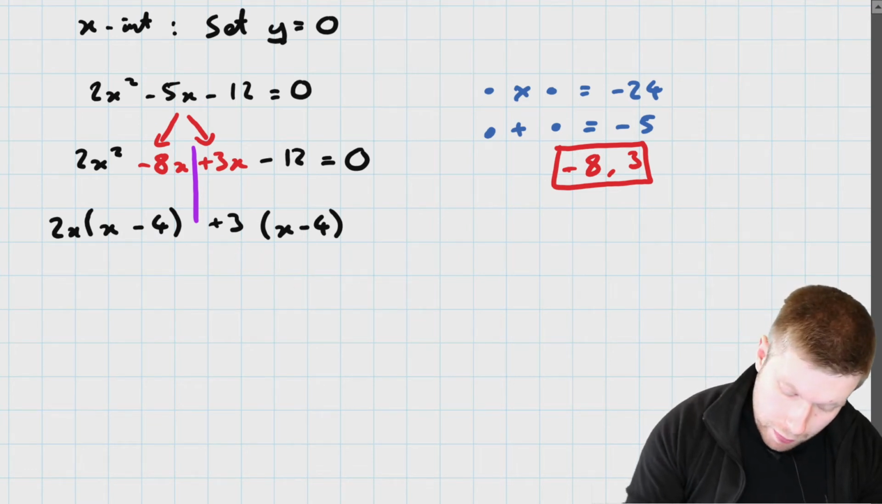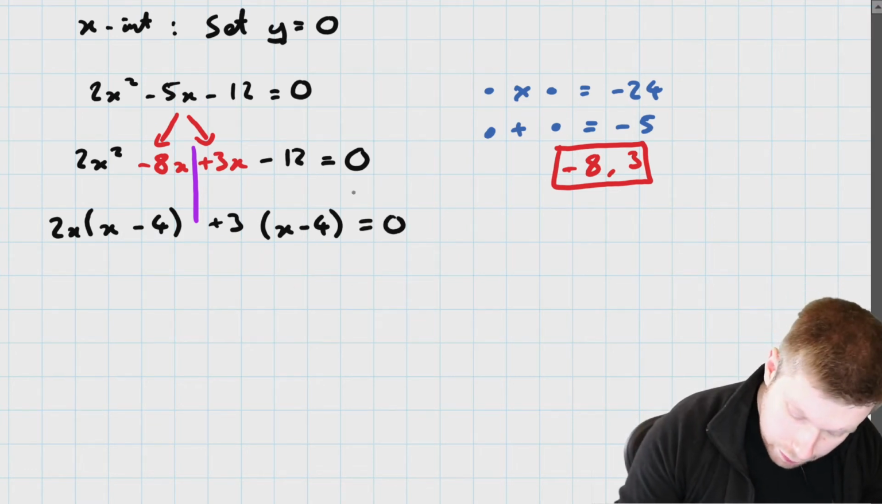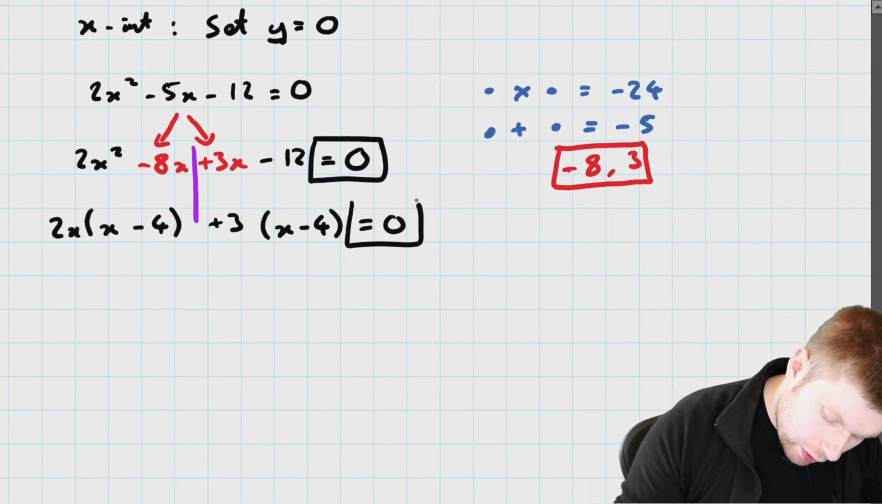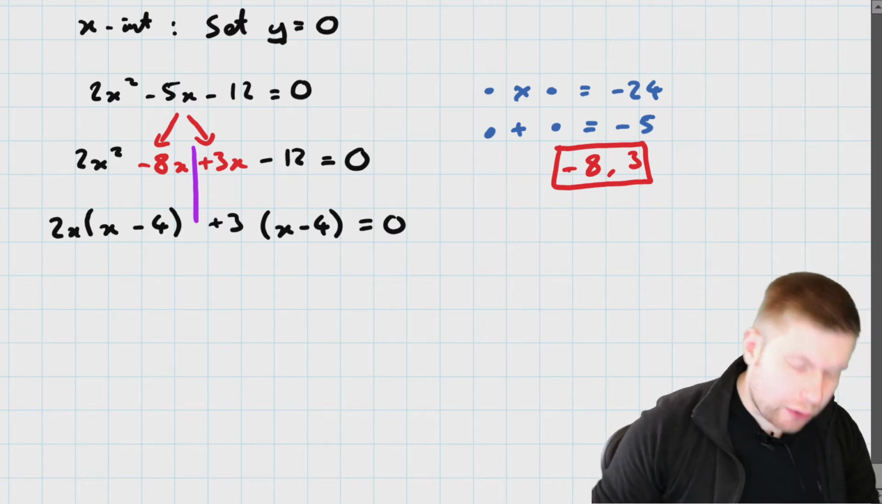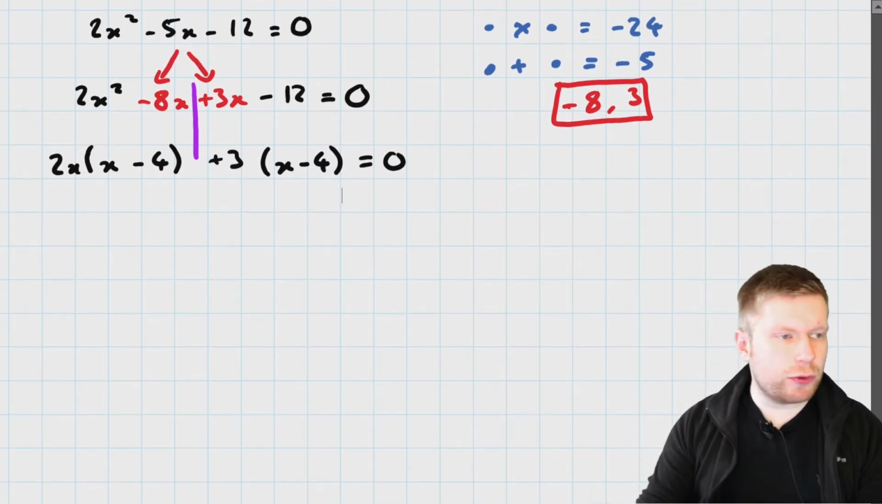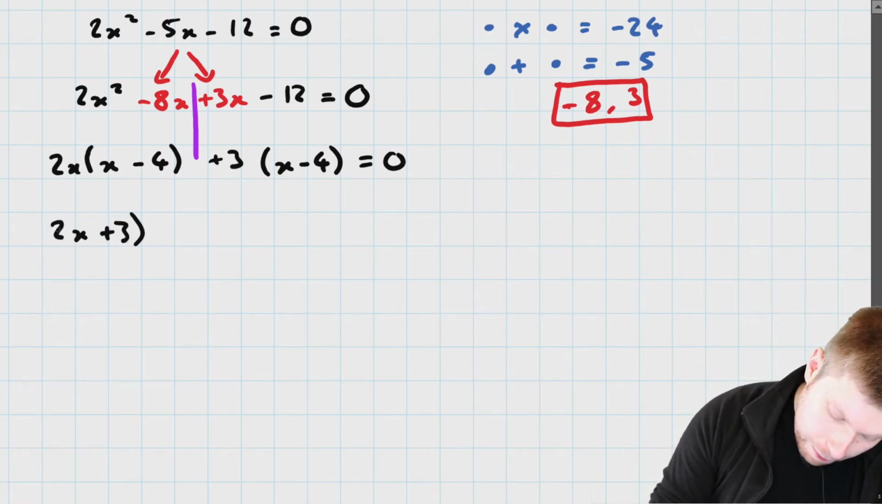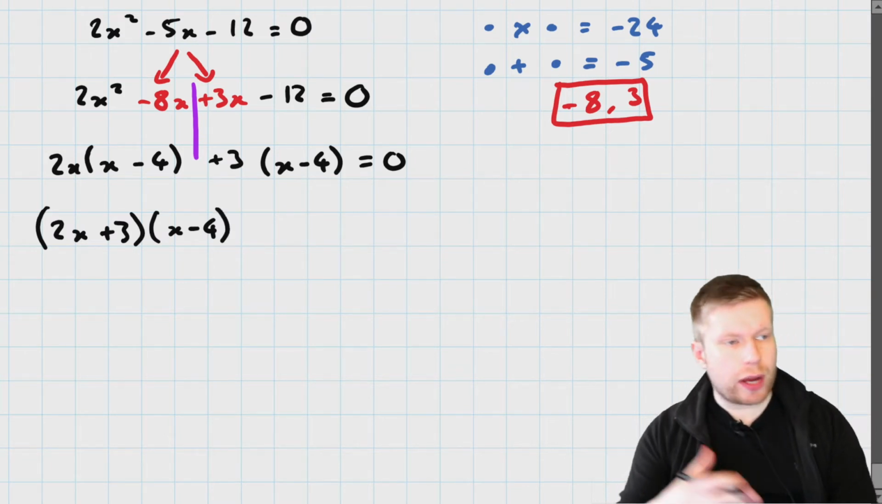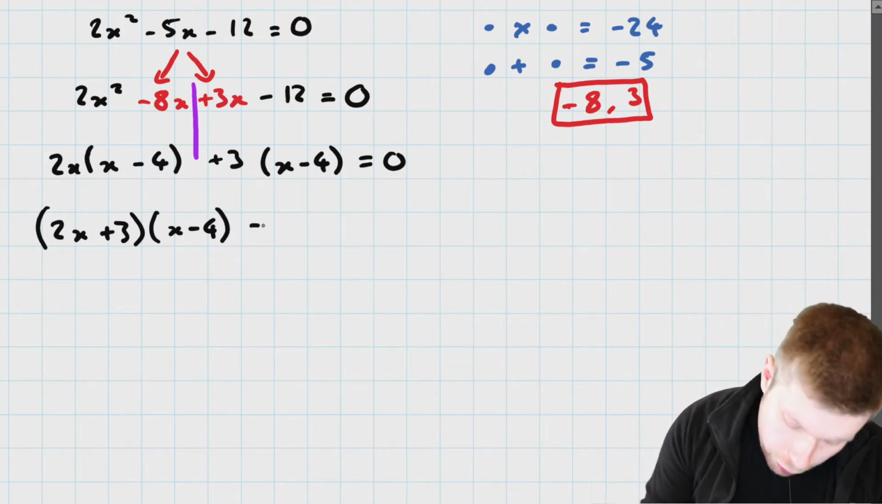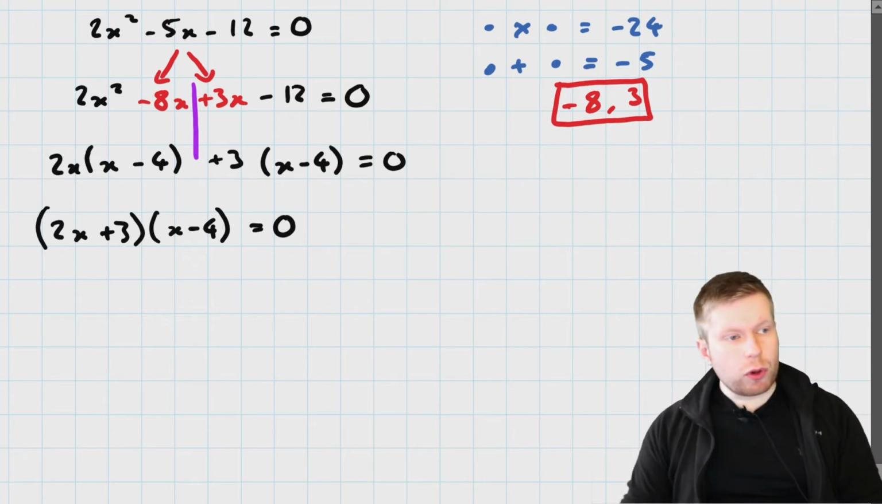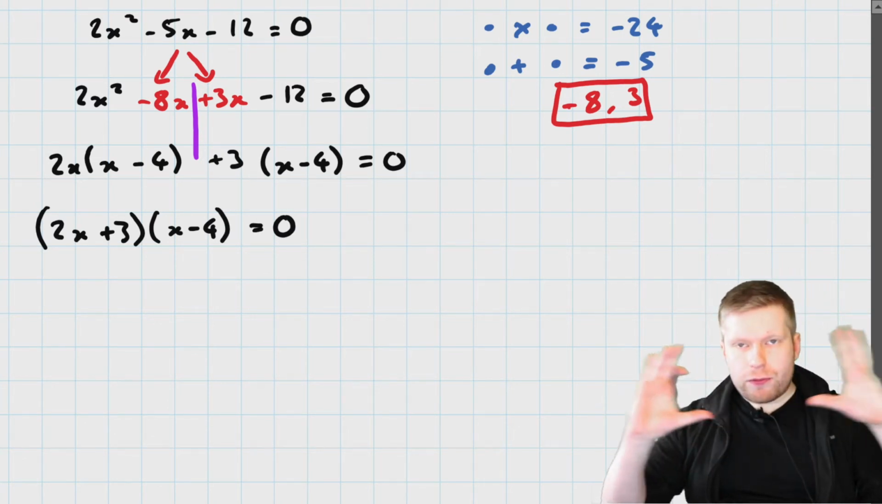So just remember, I also need to keep the equals 0 now, because I have not changed the equals 0 at all. So it's all equal to 0. Now what I need to do is fully factorize this. So in other words, I can factor out the x minus 4 from both the 2x term and the 3 term, and remembering that's all equal to 0. Now ordinarily that would be it, that would be fully factorized.